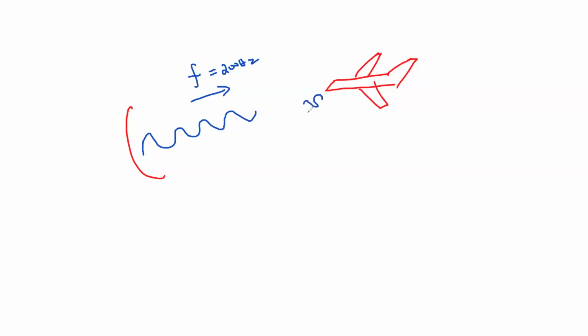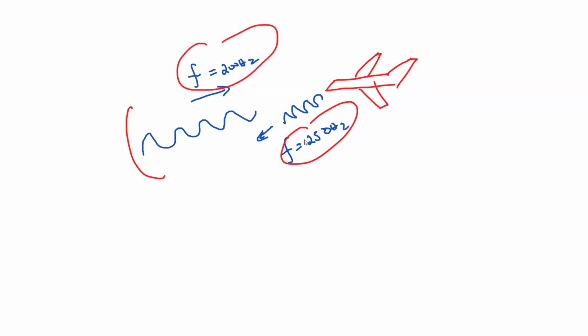But when it bounced back, it came back at a higher frequency, like 250 hertz. So the frequency which was sent was 200 hertz, but the frequency which is received is 250 hertz. So we receive a higher frequency than what was sent. If the frequency appears to have increased, what does it mean? It means this object is moving towards the observer.